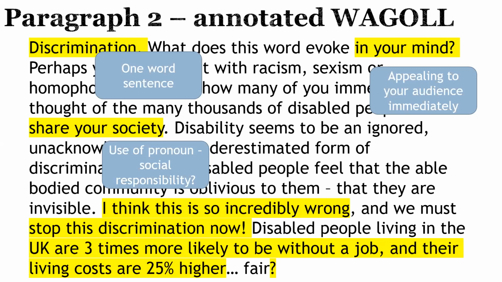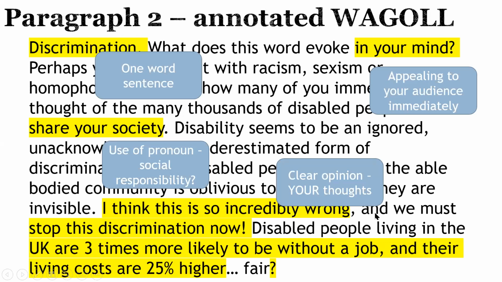Down here, I think that this is so incredibly wrong. Clear opinion, your thoughts. So you've used that first person there. So you are telling your audience now what you believe. You're going to go on to explain why you think that. And you're going to prove. Keyword there, Year 10. Prove yourself to be knowledgeable and show your audience that they should also agree with you.